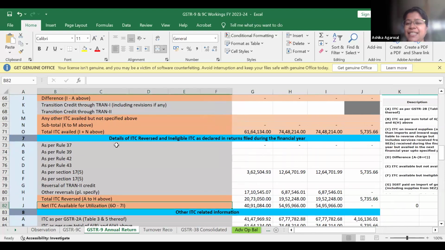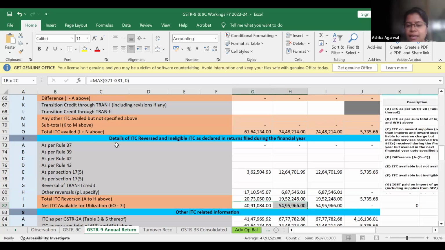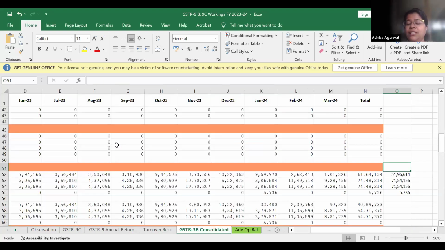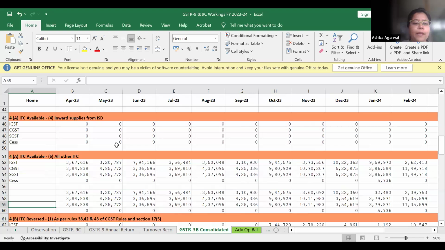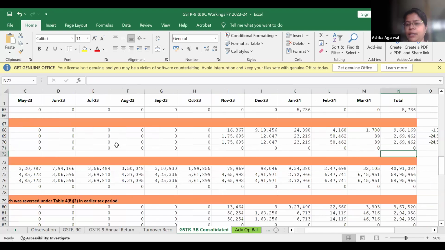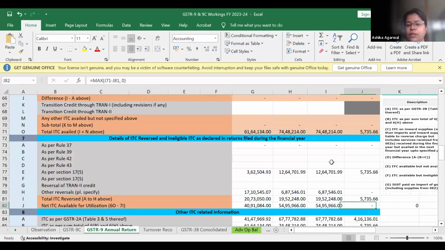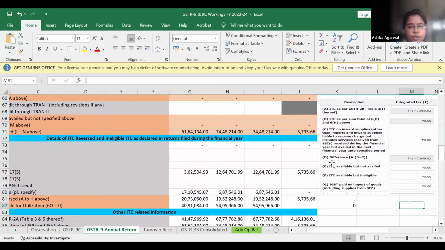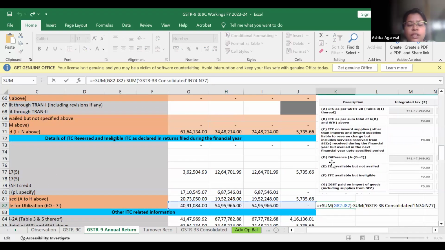So this is my net ITC available for utilization. It's not ITC utilized, it is ITC available for utilization. This ITC should be equal to my GSTR 3B table 4C. Over here, if you see my table 4C, my total ITC is coming 1 crore 50,83. The same thing should form part over here, 1 crore 50,83. So the difference should come 0, in most cases.